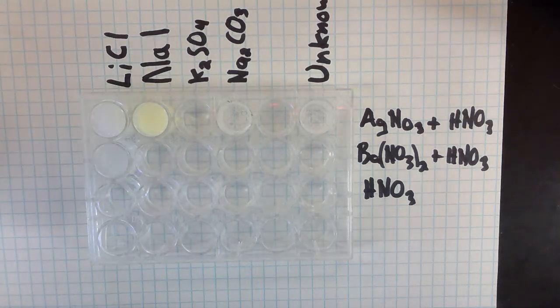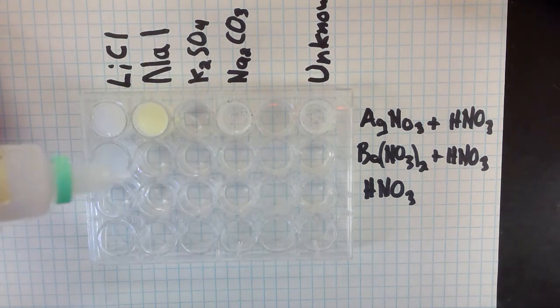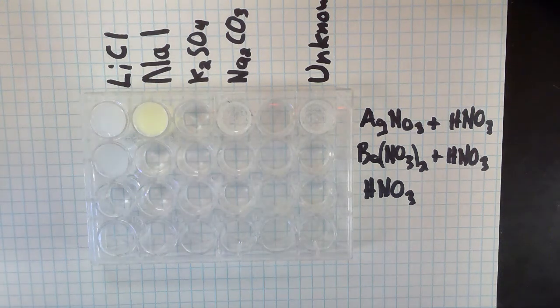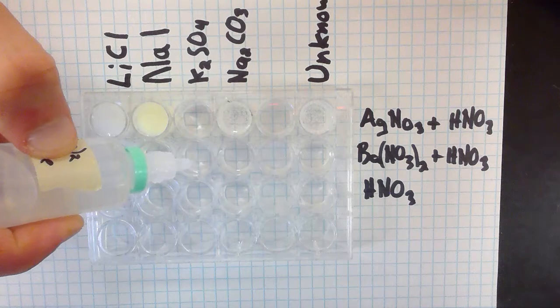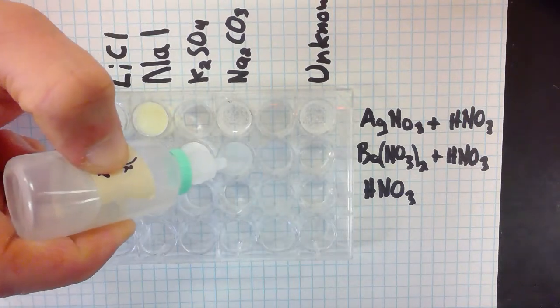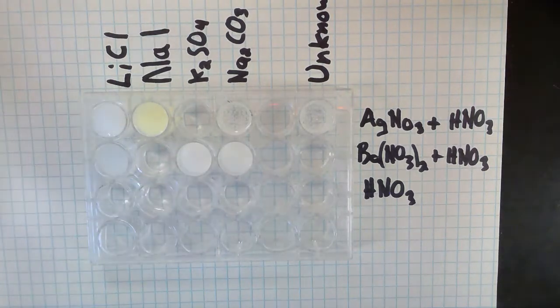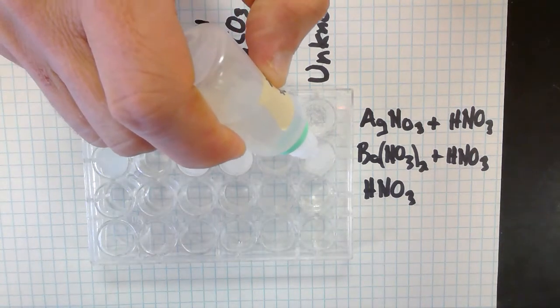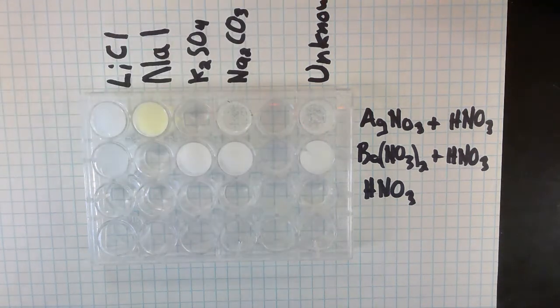Not much, maybe a little bit of white stuff formed in there. Added to the sodium iodide, and I don't see anything happening. Potassium sulfate, we definitely got some white stuff forming there. And then to the sodium carbonate, we got some white stuff formed in there. So let me add it to the unknown, and we got some white stuff in there. So basically that formed white stuff in everything but the sodium iodide.